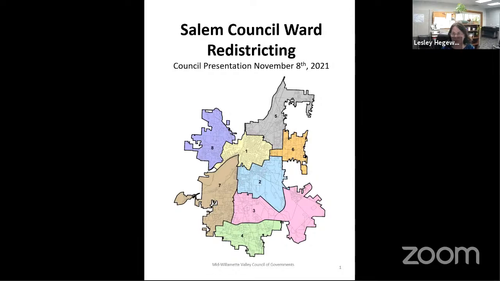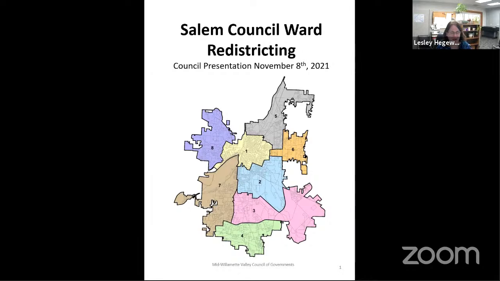This time is a little bit different because we have much less time than we've had in the past. And so I'm really happy to actually be to this point this soon, because we were really worried it might run over into 2022. And the county clerks would not be happy if that happened.